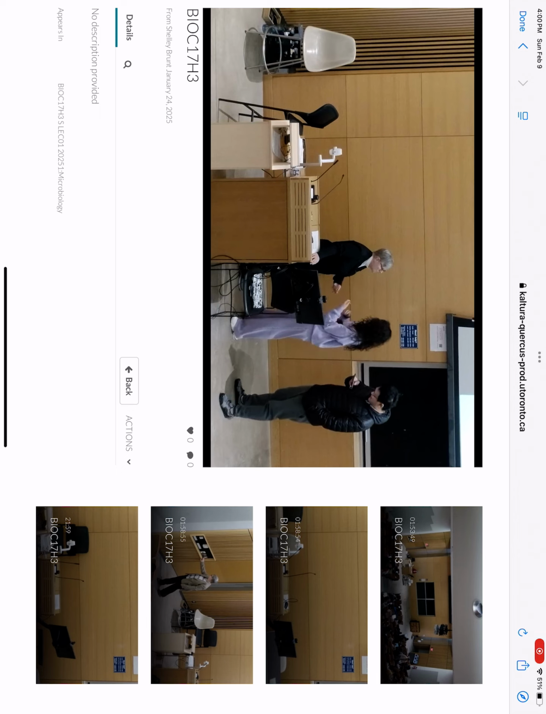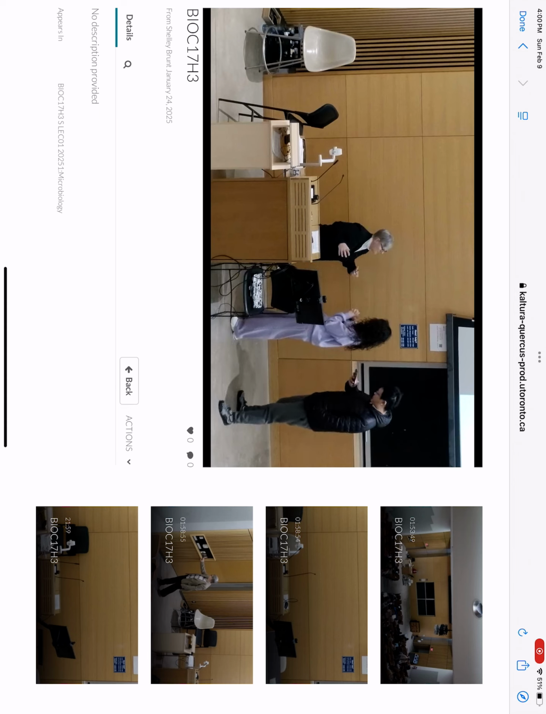Well, that just tells you that you have to make sure the stain covers everything. 95% covers everything. When you're decolorizing, for example, a lot of students don't make sure that the 95% covers. So when you're flooding with 95, you shouldn't be holding the slide. You should have the slide on the left, and it should flow off the side.